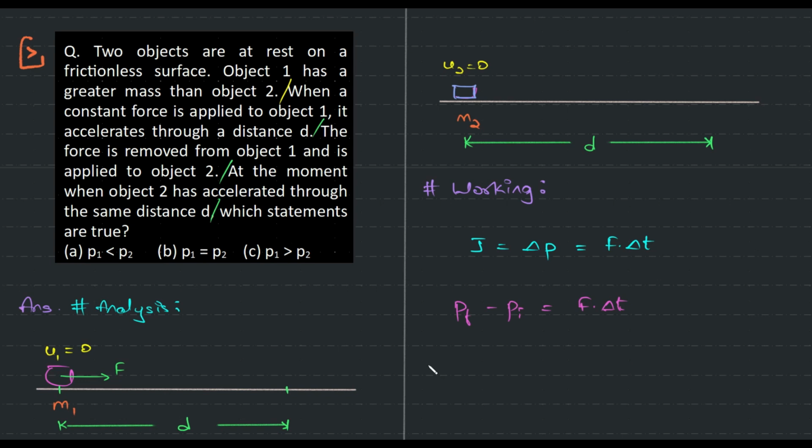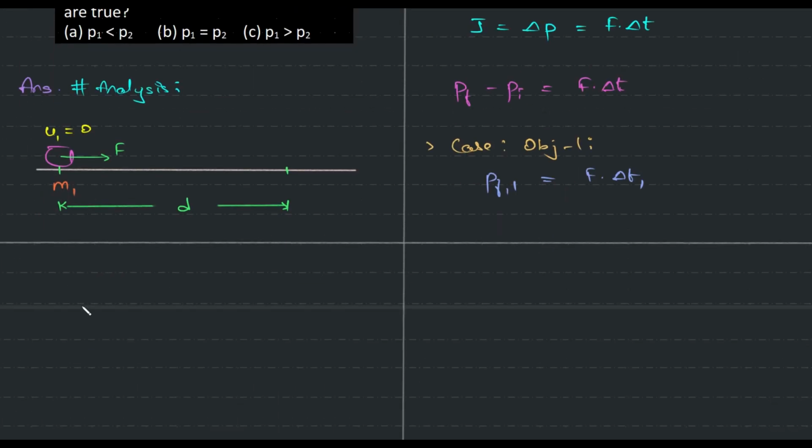Now, in both the cases, let me go case by case. For object 1, what do we have? The final momentum of 1 minus the initial momentum is F delta T1, right? Force is also constant, so I'm just taking it as F. And the initial momentum is 0. P of I comma 1 is 0 as initial velocity of 1 is 0.